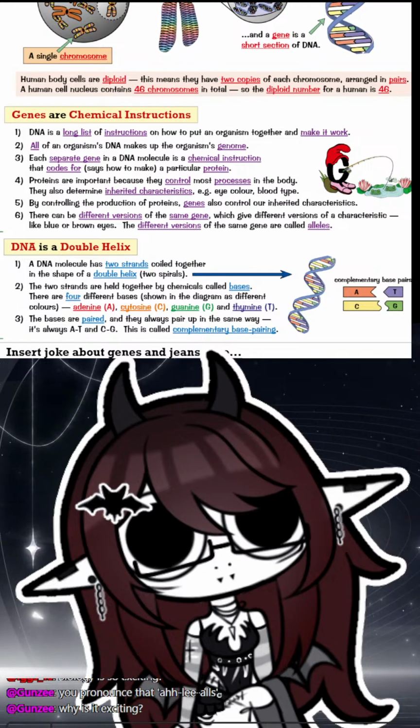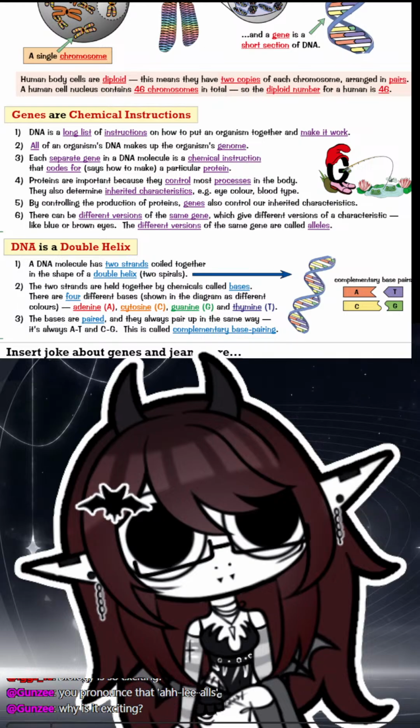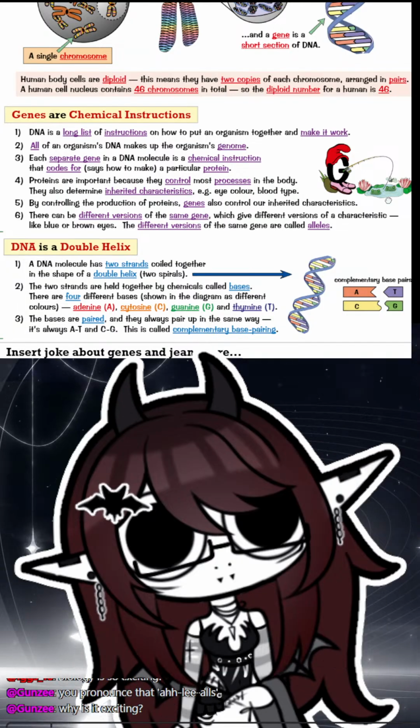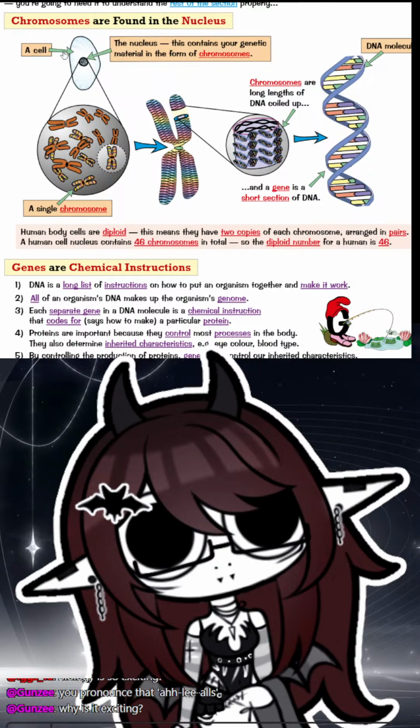Now, the bases are always paired, and they always pair up in the same way. It's always A and T, and then C and G. This is called complementary base pairing. Now, let's look at this diagram up here again. So, firstly, we have a cell. This is our cell. And inside the cell, we have a nucleus. And the nucleus contains all the genetic material in the form of chromosomes.